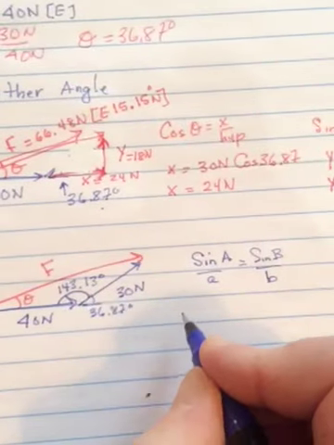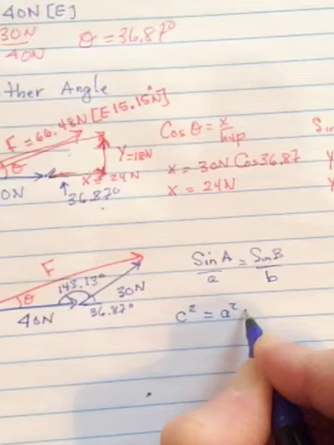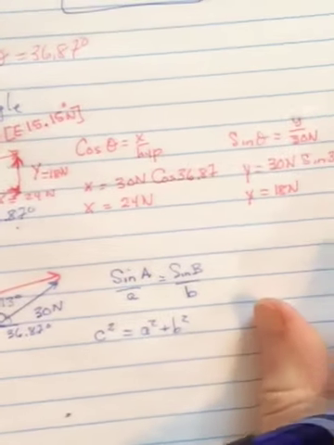And people always have a problem remembering the cosine law. It's c squared is equal to a squared plus b squared. And that should be easy to remember. That's the Pythagorean theorem.